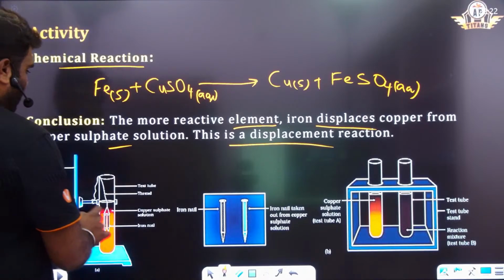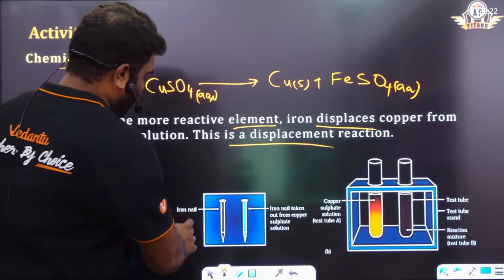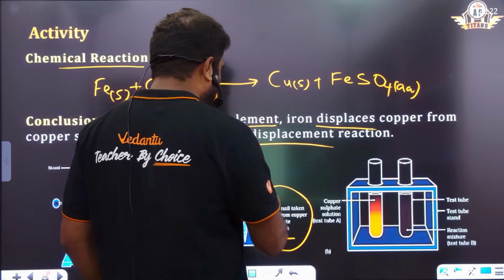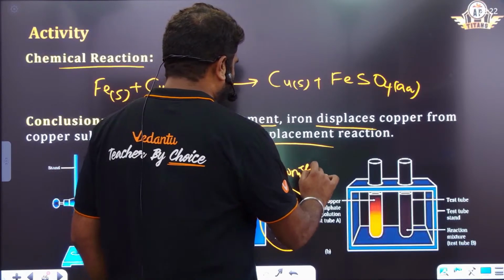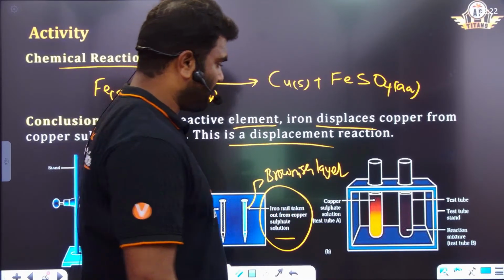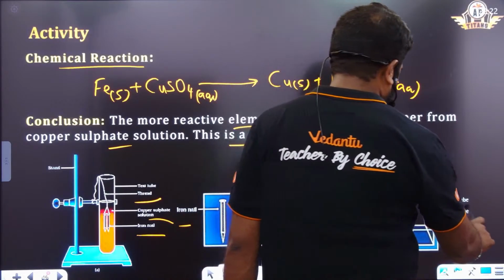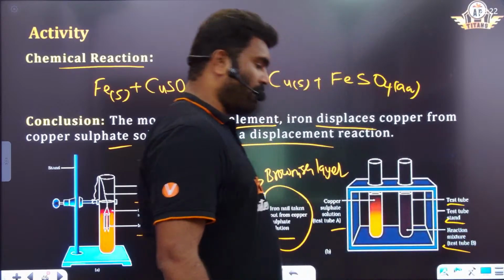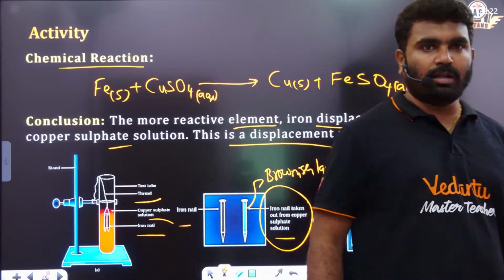Here we can see a test tube, thread, copper sulfate solution and an iron nail. The iron nail taken out from the copper sulfate solution has a brownish layer deposited on the surface of the iron. In the test tube stand, you can see the reaction mixture and the change in color.